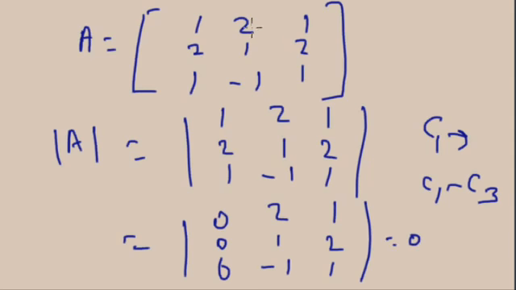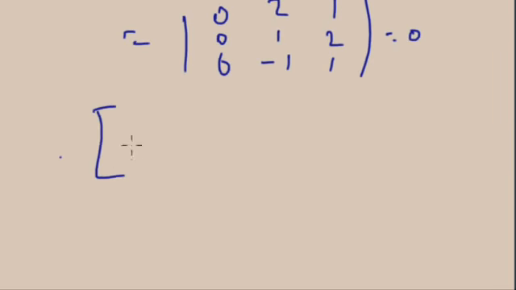If I take two rows and two columns, here you see 2 1 1 2. The determinant is 2 into 2, 4, minus 1, which is 3, which is not 0. So the rank of A is 2. Now I am required to find the rank of K.